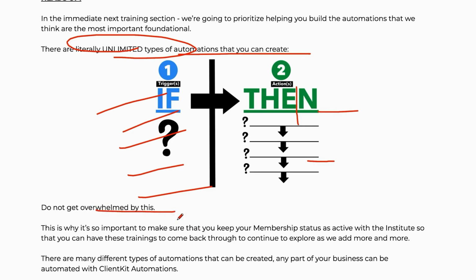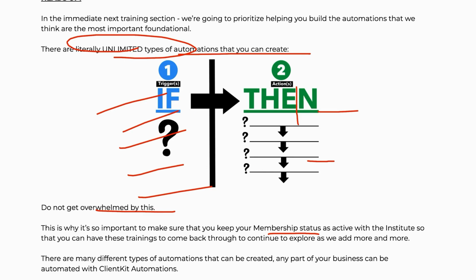You do not want to be overwhelmed by creating too many automations. You want to stick with exactly what you're going to use. And then obviously down the road, if you keep your membership status active with the Institute, these trainings are going to be available for you to come back to explore. But more importantly, you're going to have access to the community and the insiders who are sharing what is actually working there as well. So that is most important there. That way you can always reference and come back and build other automations as you build out your business more and more.